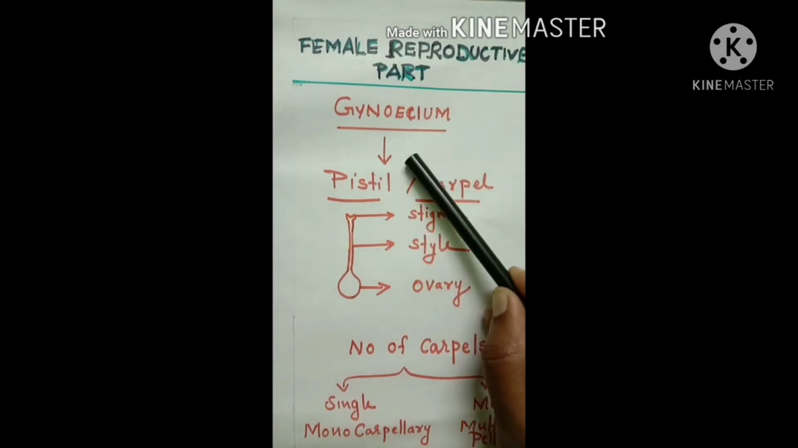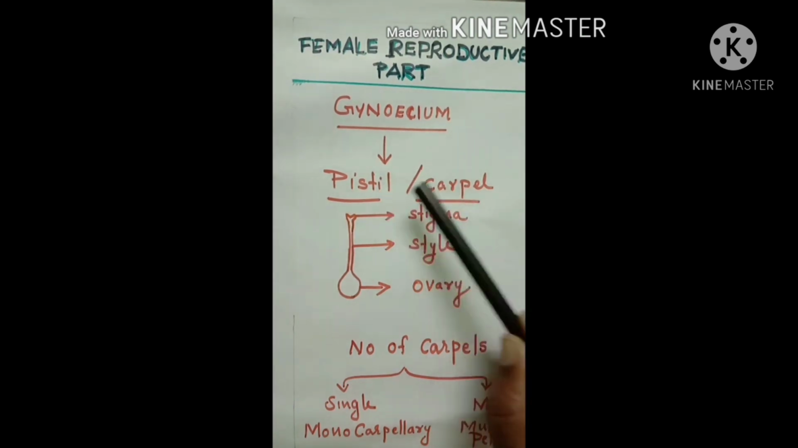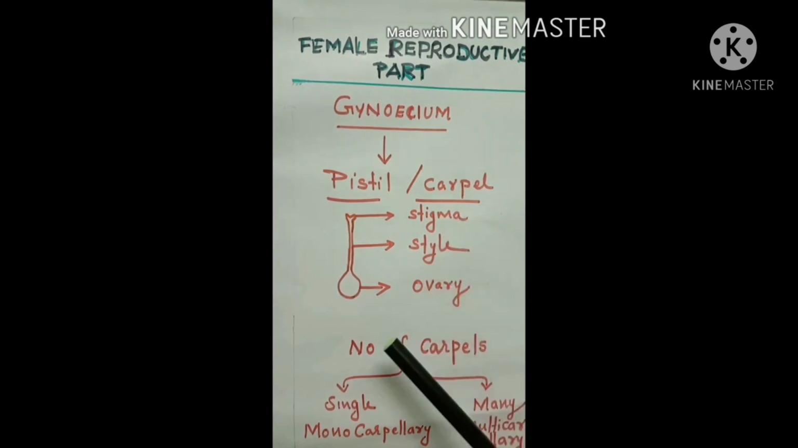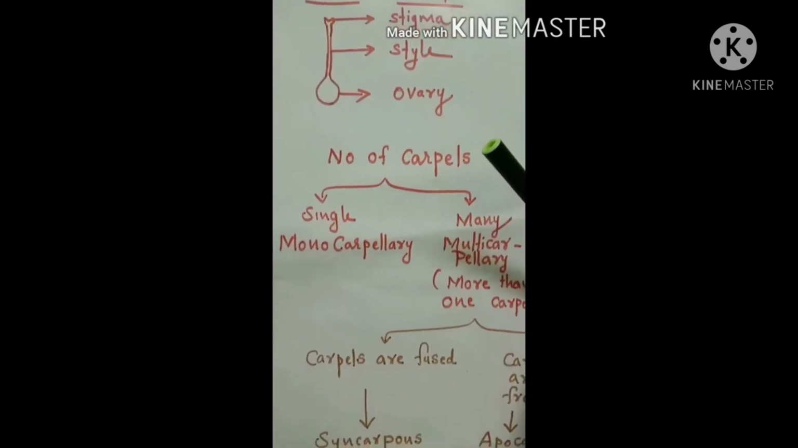So, gynoecium consists of pistil or carpel. Each pistil or carpel has three portions: stigma, style, ovary. Inside the ovary we can see the ovules. The number of carpels or pistils may vary from species to species.